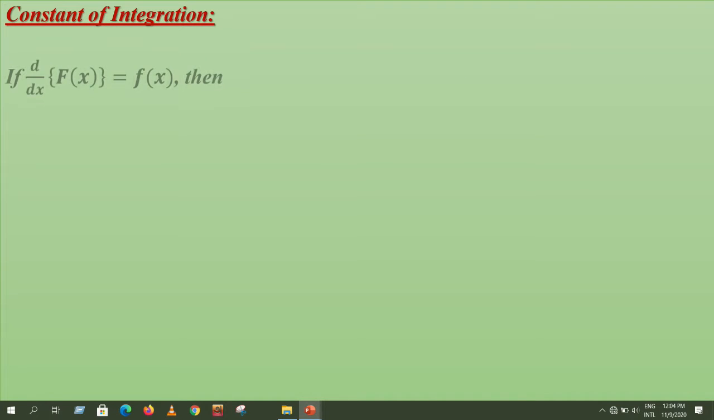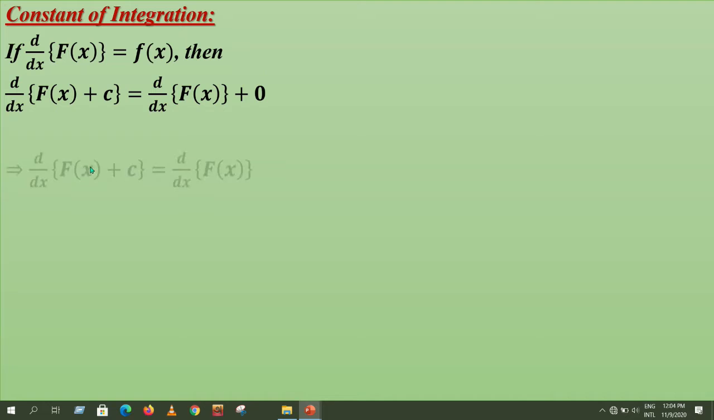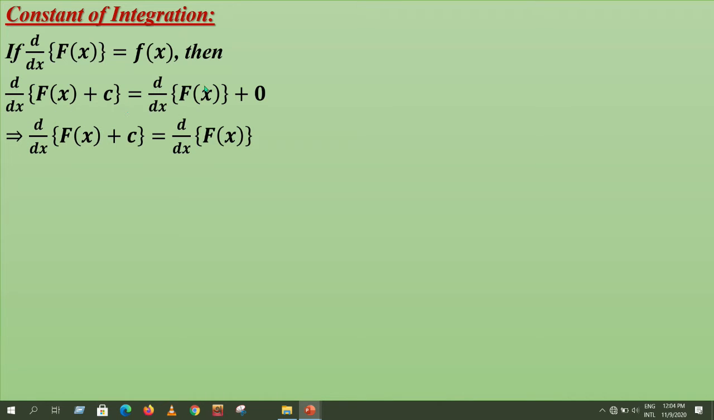Constant of integration. If the derivative of capital F of x with respect to x is equal to small f of x, then the derivative of capital F of x plus c is equal to the derivative of capital F of x plus the derivative of the constant c, which is 0. So the left part is the same, and on the right, the derivative of capital F of x with respect to x is equal to f of x.